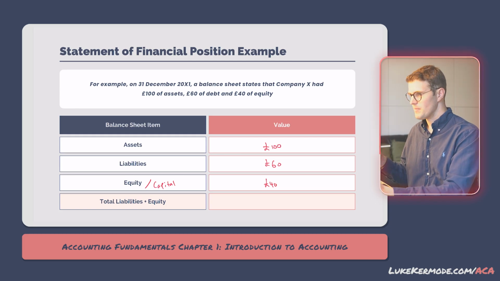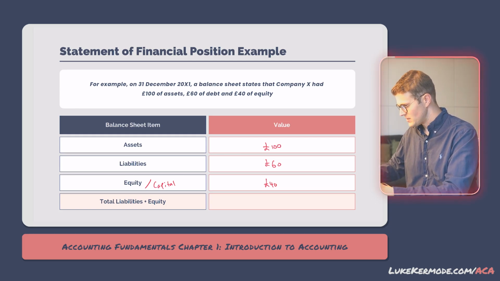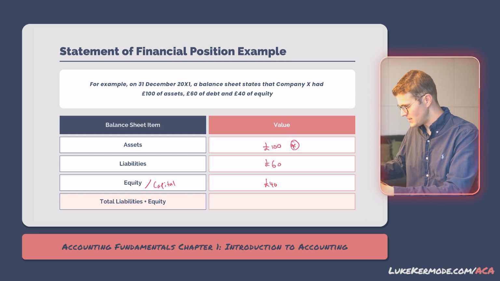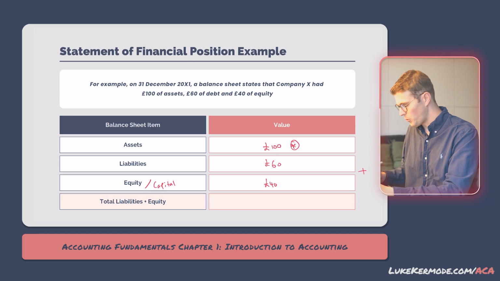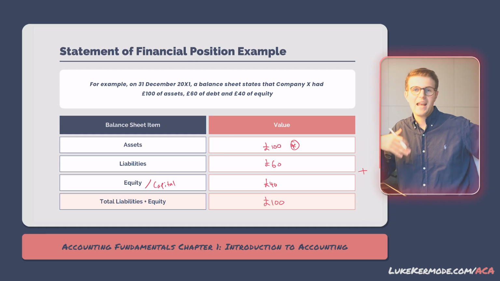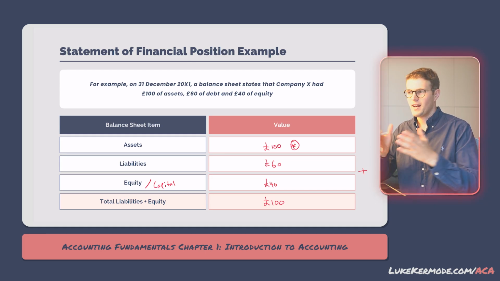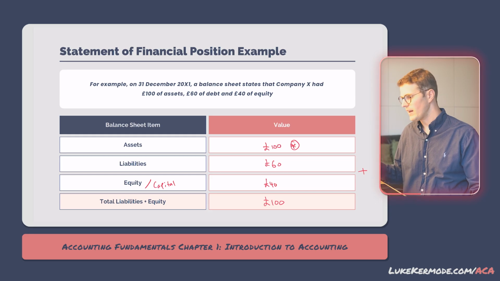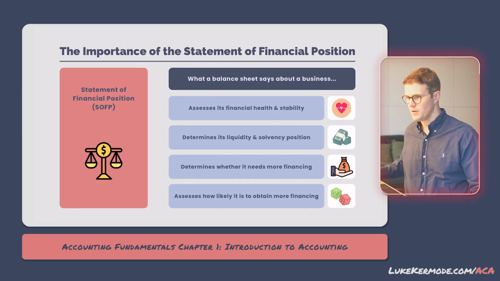And in this case, the numbers balance perfectly because £100 worth of assets equals £60 worth of liabilities plus £40 worth of capital, which equals £100. So anyone looking at the balance sheet can quickly understand what the business owns, what it owes, and how much value belongs to the owners.